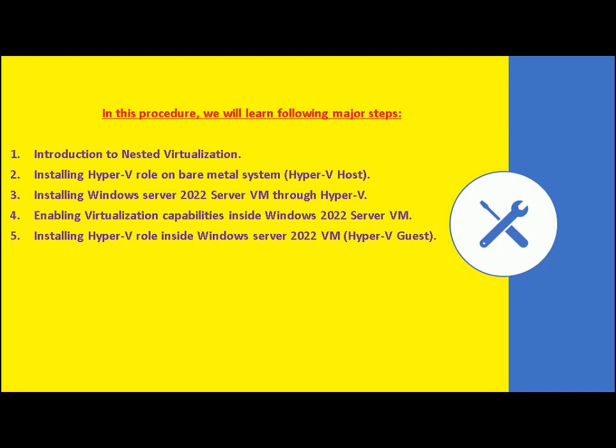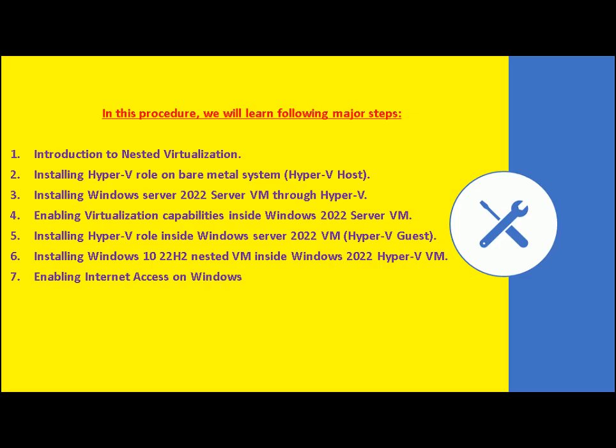So on the second step, we will be using our bare metal system as a Hyper-V host. On the fifth step, we will be using our Windows Server 2022 VM as a Hyper-V guest, but that will still be used as a Hyper-V server. Next, inside that Hyper-V guest, we will be installing a Windows 10 version 22H2 nested VM inside our Windows 2022 Hyper-V VM. So through the Hyper-V guest, we will be installing a further nested virtual machine which will be running the Windows 10 22H2 version.